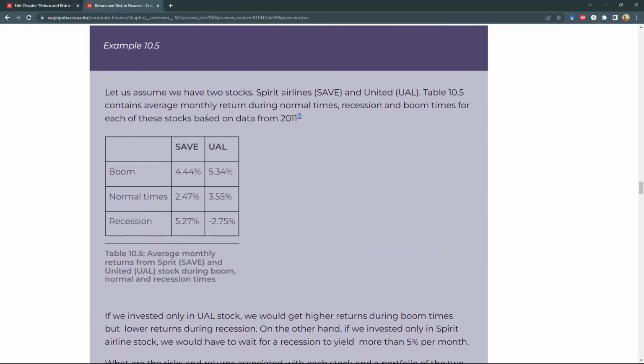Example 10.5. Let's assume we have two stocks, Spirit and United. Table 10.5 contains average monthly return during normal times, recession, and boom times for each of these stocks based on data from 2011. So in boom times, Spirit gives 4.44%. During normal times, it gives 2.47%. And in recession, because it's a low-cost carrier, it gives a very high 5.27% return. United, being a legacy carrier, gives the highest in boom times, 5.34%, normal times 3.55%, and recession minus 2.75%.